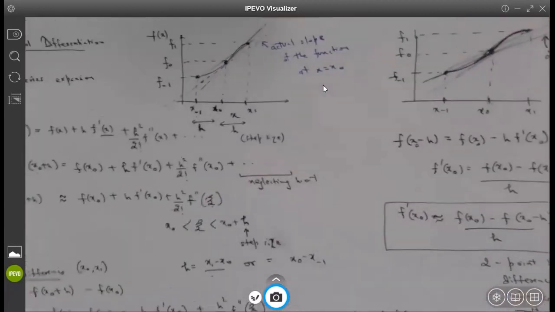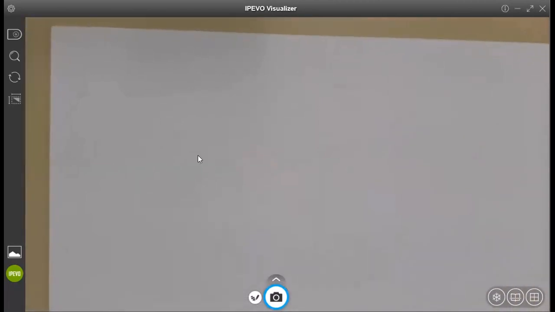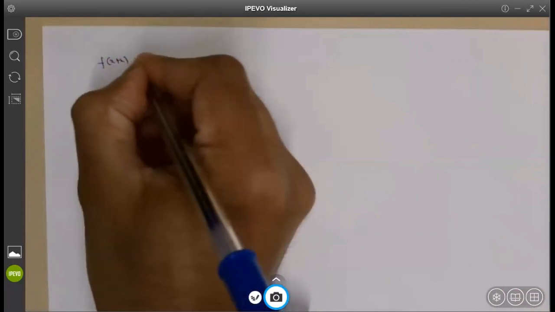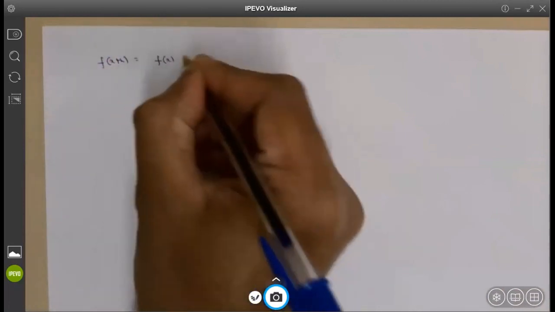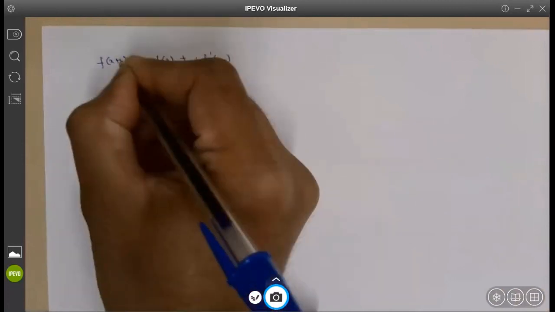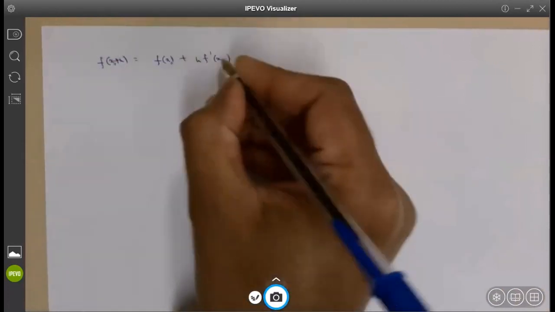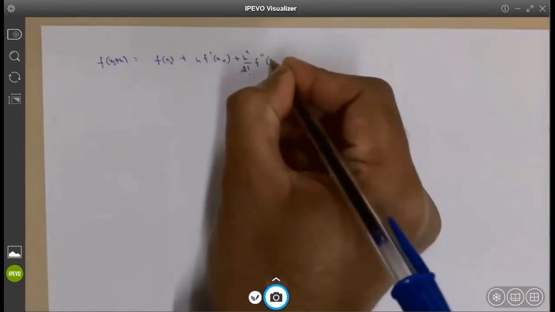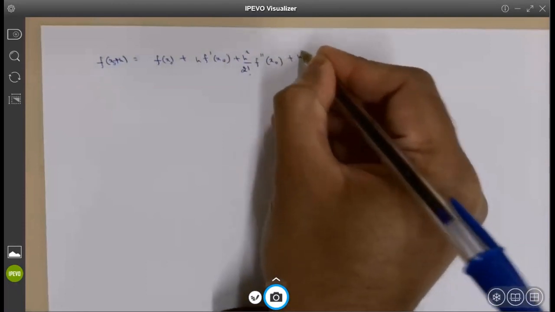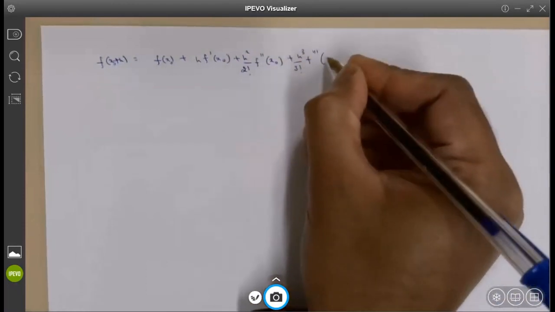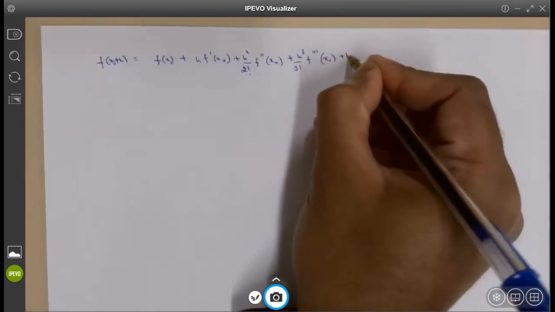So let me actually write the expression on a separate page. f of x plus h is f of x plus h f prime x naught, all evaluated at x naught, plus h squared by 2 factorial f double prime x naught plus h cubed by 3 factorial f triple derivative x naught plus higher order terms.